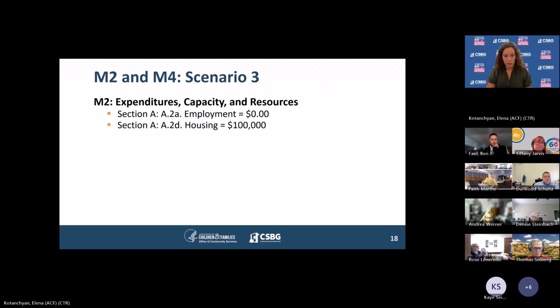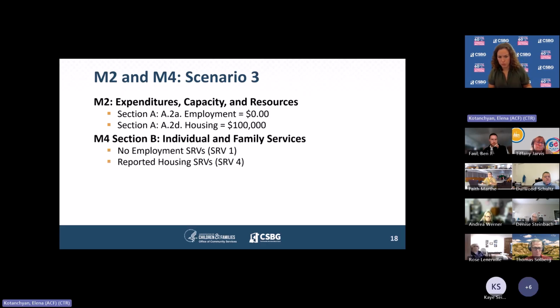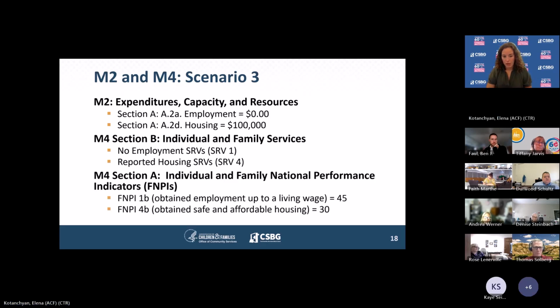Okay. And we move to services, and we can see that there are no employment services reported, but some of the housing services were reported. It doesn't really matter in this case which ones, just that we know they were reported, right? So far, it makes sense. No employment expenditures, no employment services. Housing expenditures, housing services. So far, so good. Once we move to section A, outcomes, I can see that FNPI 1B, which is employment, individuals who obtained employment up to a living wage, there is a number. And there is also an outcome in the housing domain, right? Which makes sense because we've reported expenditures, we've reported services, we've reported outcomes, right?